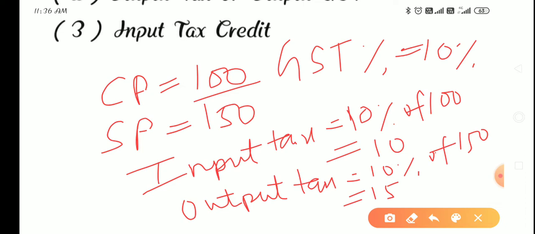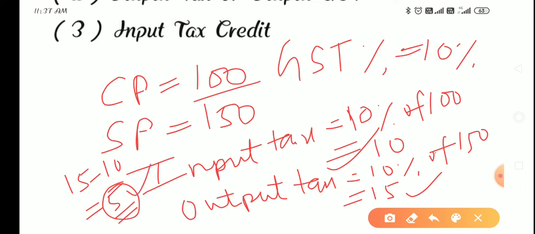So input tax is 10 rupees and output tax is 15 rupees. When you pay GST to the government, then 15 minus 10 is 5 rupees. This will be the net GST to be paid by you to the government. 5 rupees will be the net GST to be paid by you to the government, because the 10 rupees which you have already paid as input tax, this time you are availing that tax. You are keeping your tax back.